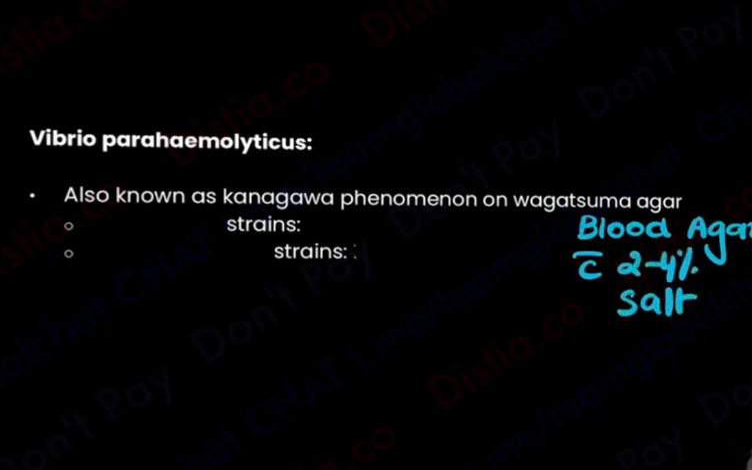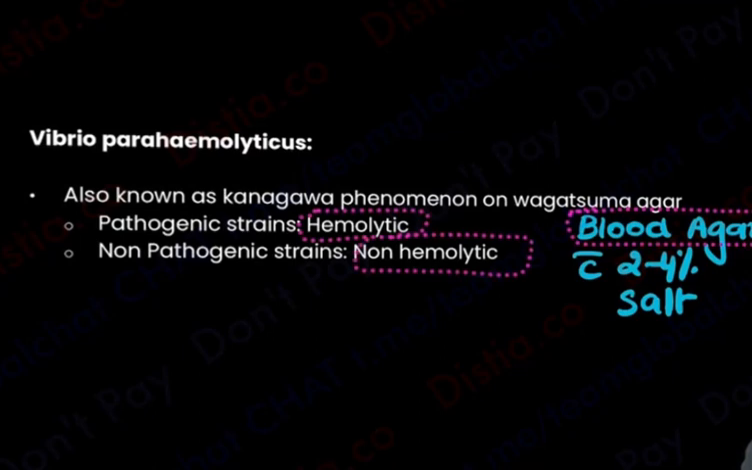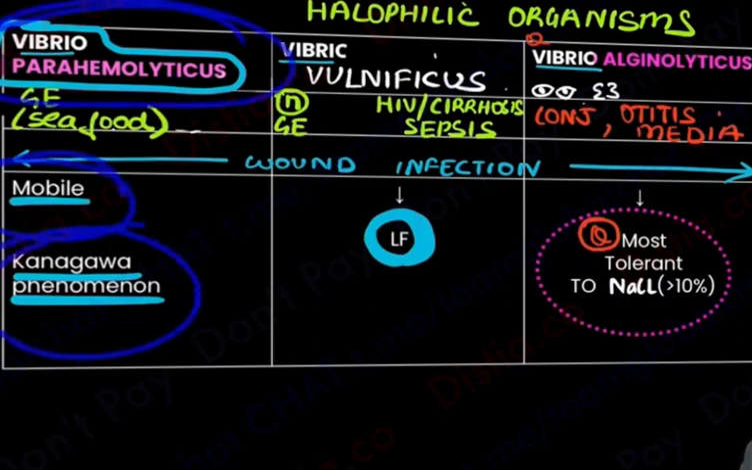It is a blood agar with 2 to 4% salt in it, and if you have a pathogenic strain, that will show you hemolysis. If you have a non-pathogenic strain, that will not show you hemolysis. How simple. Basically, you've used a blood agar, right? So on a blood agar, all that you can see is hemolysis or non-hemolysis. If you see hemolysis, it is a pathogenic strain; if it is not a pathogenic strain, there will be no hemolysis. That is known as the Kanagawa phenomenon. So remember, Vibrio parahemolyticus shows you motility and the Kanagawa phenomenon.